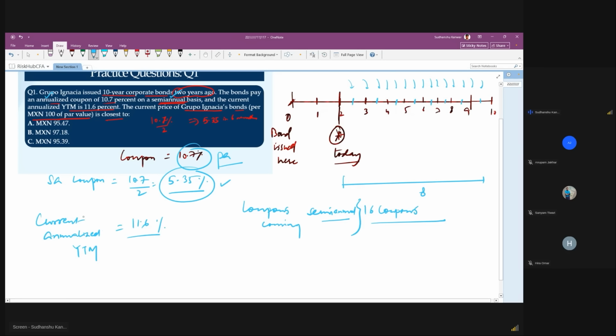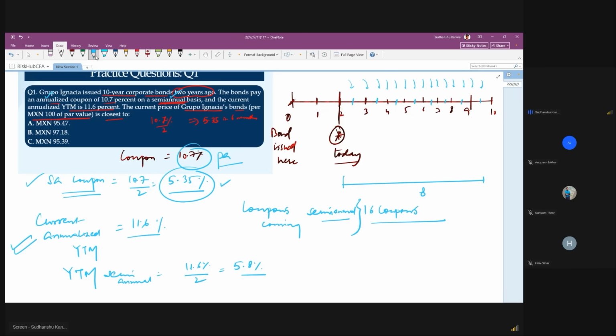But I don't need annualized YTM, right? Why? Because my coupon I am considering 5.35, which is semi-annual. So I need my YTM also semi-annual. Why should I, if my coupon has been annual, right? Then I would be fine. But my coupon is semi-annual as per the question. So I want YTM also semi-annual. So 11.6% divided by 2. So this gives me 5.8%, right?